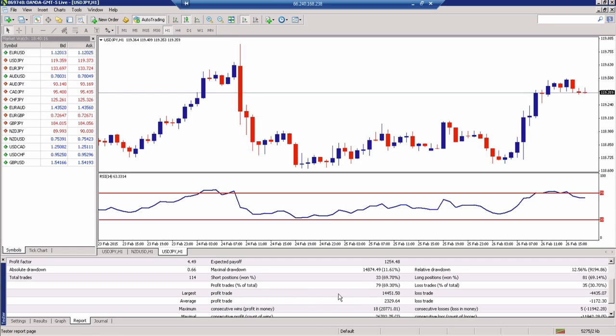However, if you look at these figures here, the largest profit trade is over 14,000. That compares to the largest loss trade of just over 4,000. This means that the reward-to-risk ratio, just using those figures, is over 300%. In addition, if you look at the average profit, it's over 2,000. If you look at the average loss, it's just over 1,000.